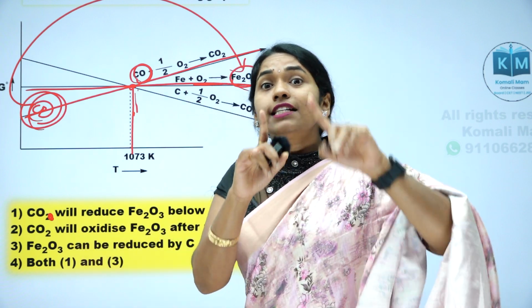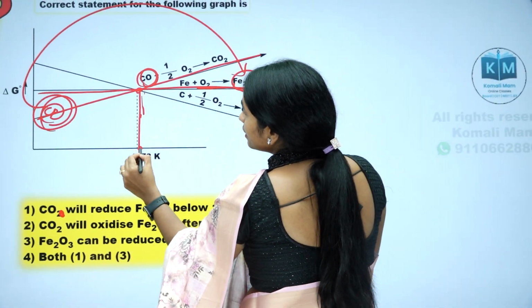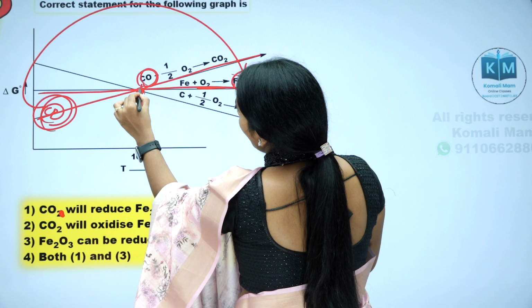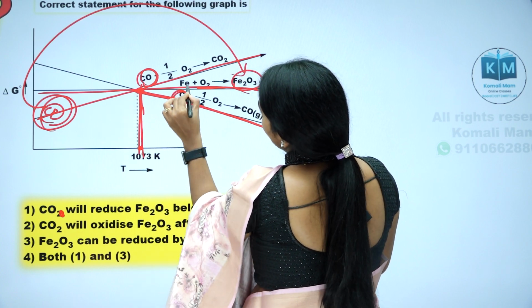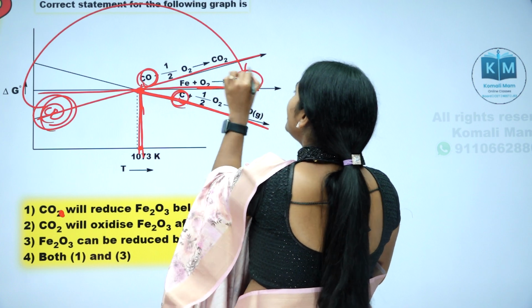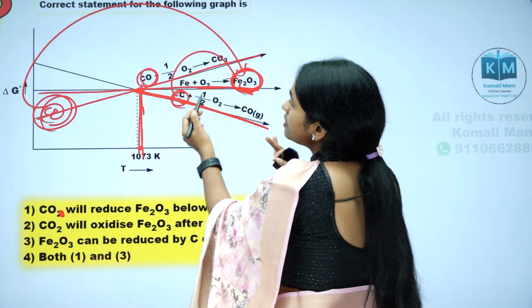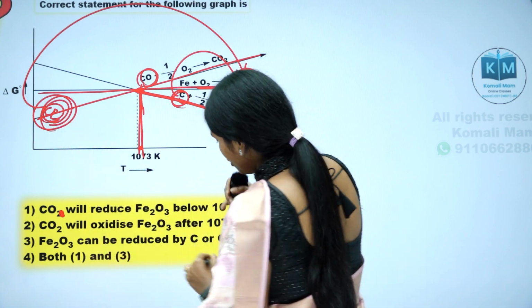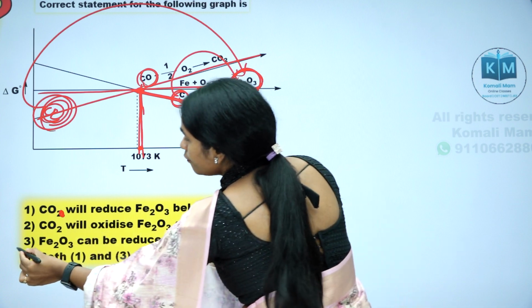If they ask us above that point, after 1073, after this point, which one is coming down? Coke is coming down. So coke has the ability to reduce Fe2O3. So after this point, coke will reduce. Below this point, CO will reduce. So CO and coke both are useful to reduce.